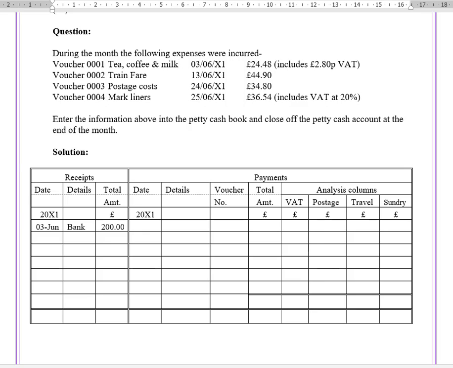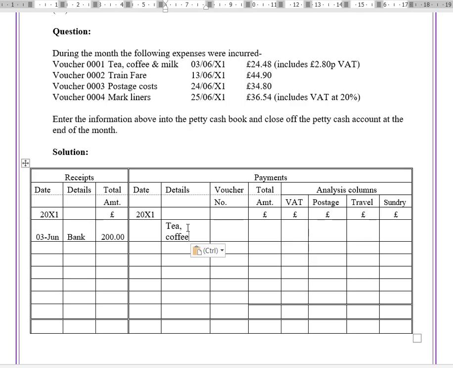So we have the first item, which is for tea, coffee, and milk. You will find that these are expenses. Expenses will be a credit in the petty cash account. That is to say, you're paying money. You then have to, of course, ask yourself, what are you paying money for? What are you spending money on? Tea, coffee, and milk. I drop that into my details, and the date is the 3rd of June.